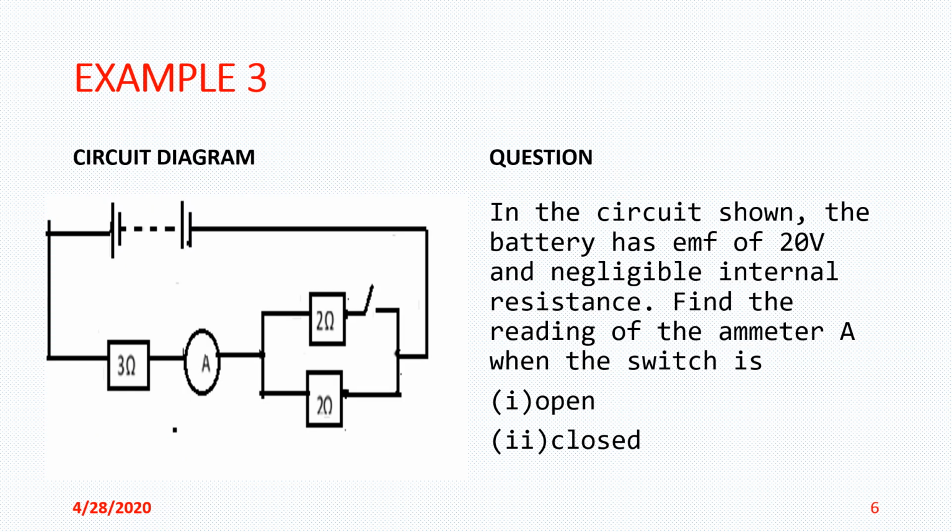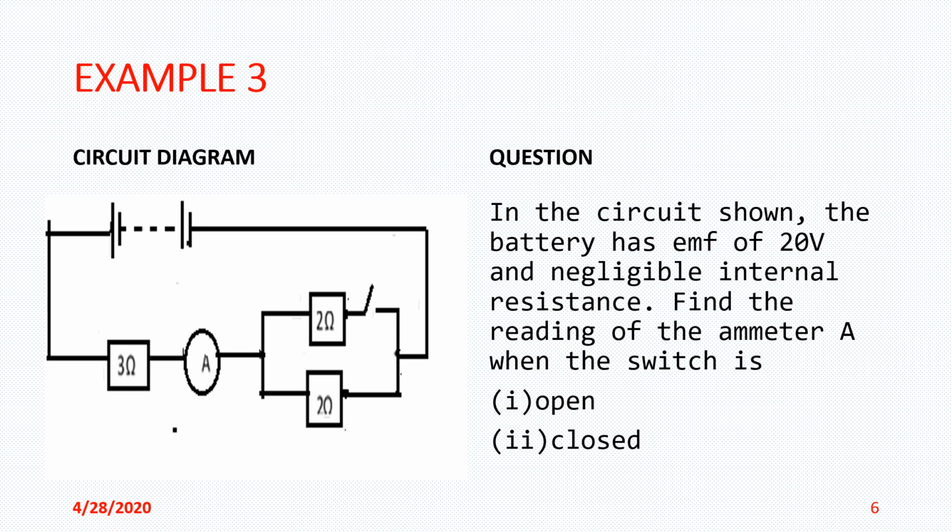All right, now let's look at the third example. In this circuit, we have a switch. In the circuit shown, the battery has an EMF of 20 V, negligible internal resistance. Find the reading of the ammeter when the switch is open and when the switch is closed.